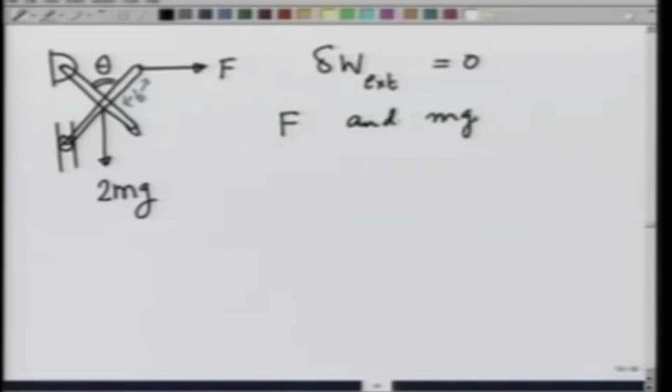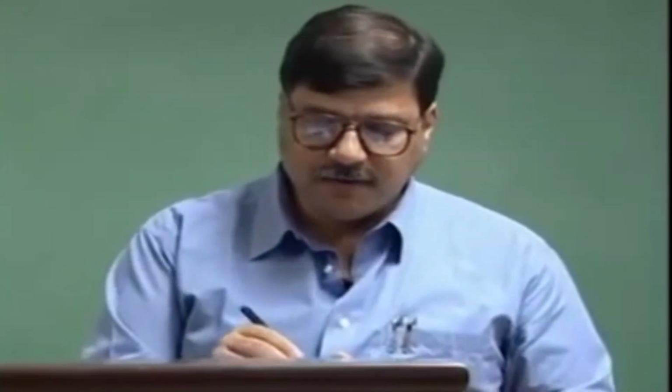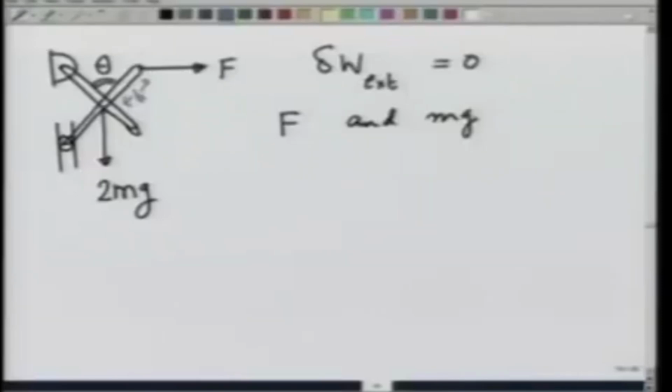Let us make a virtual displacement of the system. What would a virtual displacement be? Virtual displacement will be to make this angle larger. If I make this angle larger, what I will be doing is pulling this point out. Let me show it by red. This point will be going out and this point would be moving up. By how much amount? Let us calculate that.